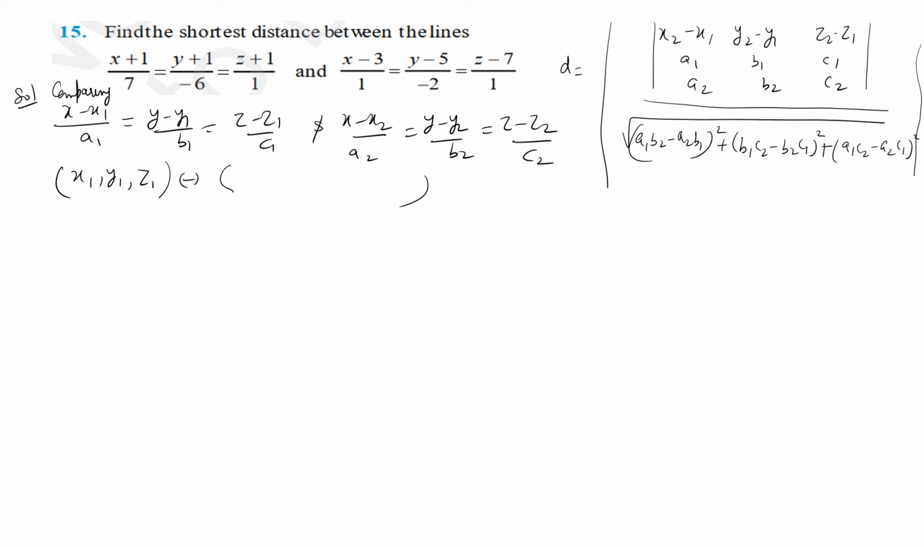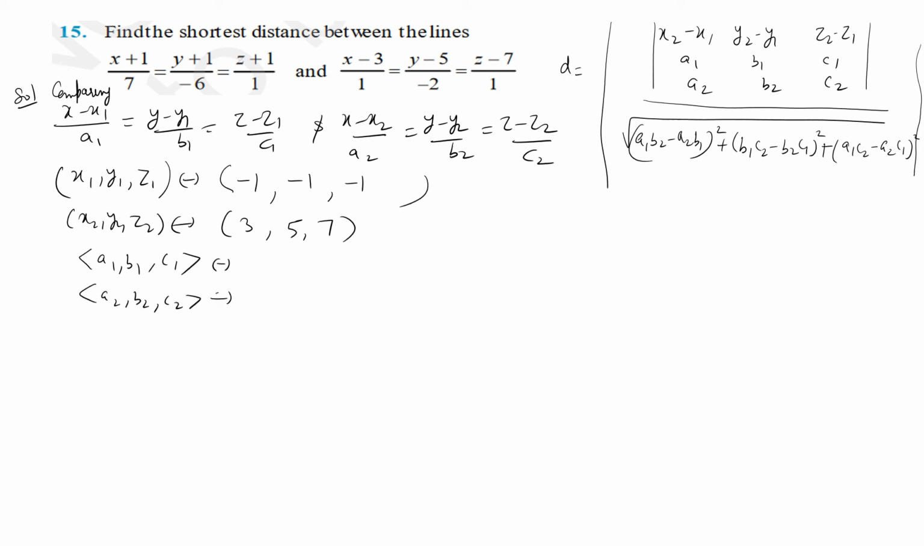So x1 here, as we have to compare, is minus 1, this is minus 1 and this is minus 1. Then x2, y2, z2: because it is x minus x2, this is 3, 5 and 7. Then what are the direction ratios? a1 b1 c1, a2 b2 c2. So this is your 7, minus 6, 1, and 1, minus 2, 1. So let us check out the determinant.